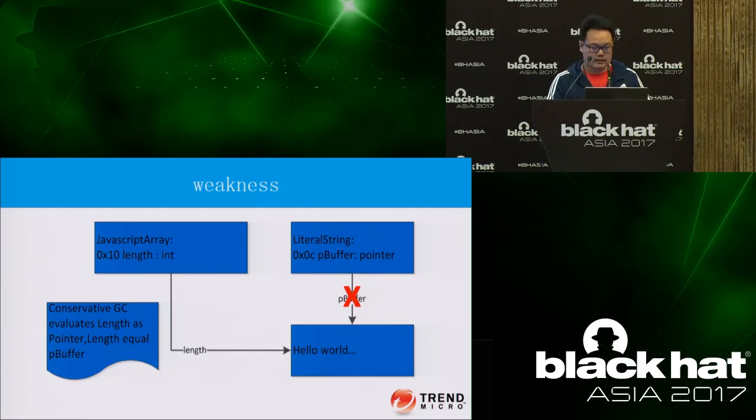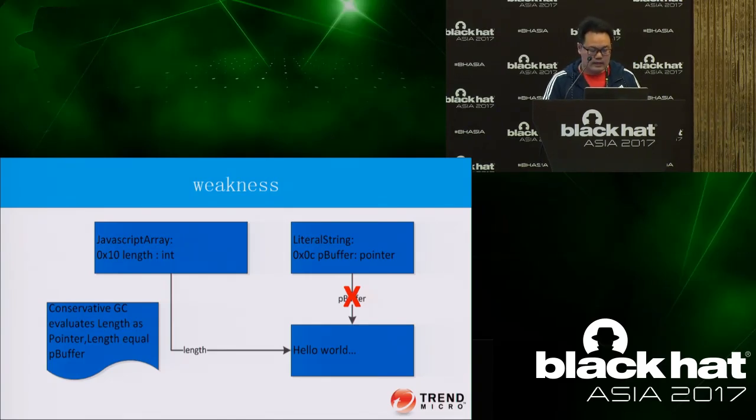First, the string in memory is represented using a NetString, which has a field called pBuffer. The pBuffer is a pointer to the memory which saves the string. And the JavaScript array has a field called length. The length is an int, data of int type. The length represents the length of the array.